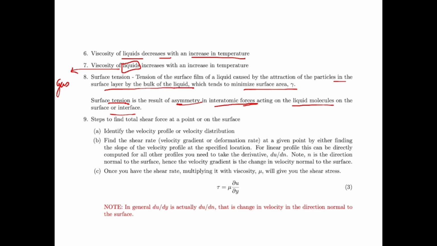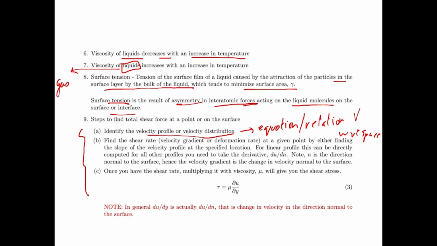Okay, so here I go through the steps of solving the problem again, right? So first identify the velocity profile or velocity distribution. Once you know the equation of the velocity profile, this velocity distribution is nothing but the equation or relationship for velocity V with respect to space, right? That's all that velocity distribution means.